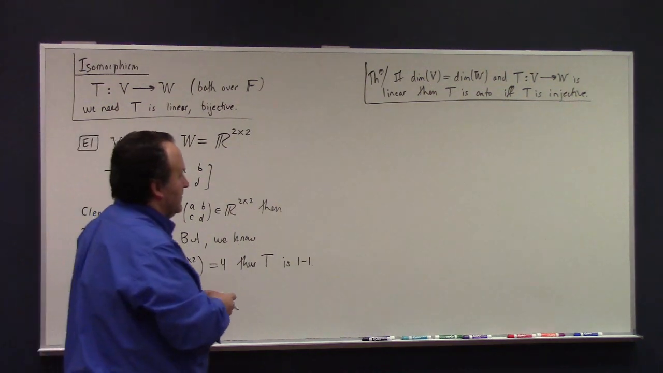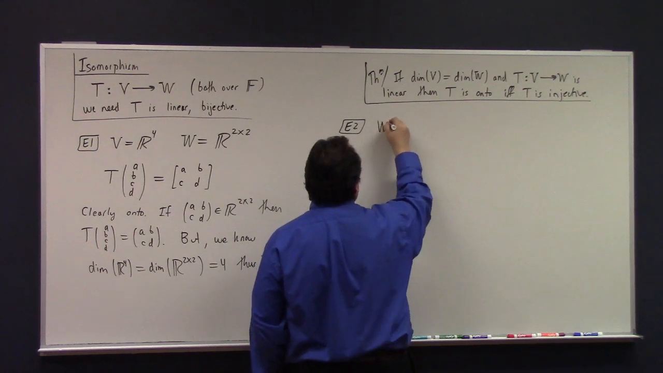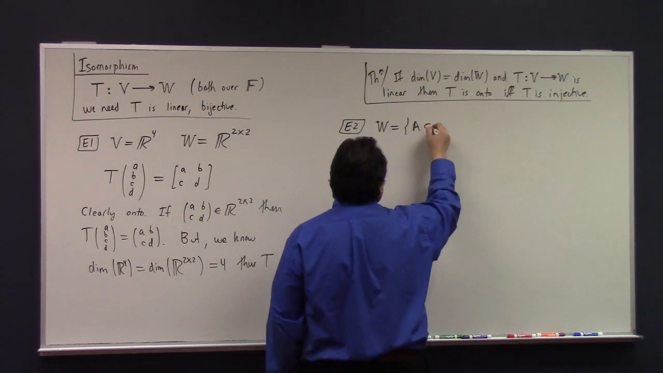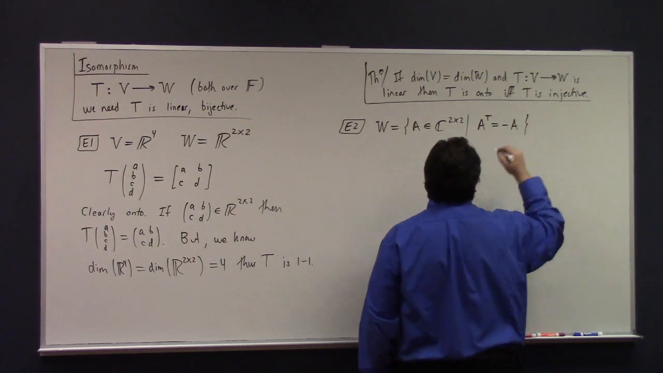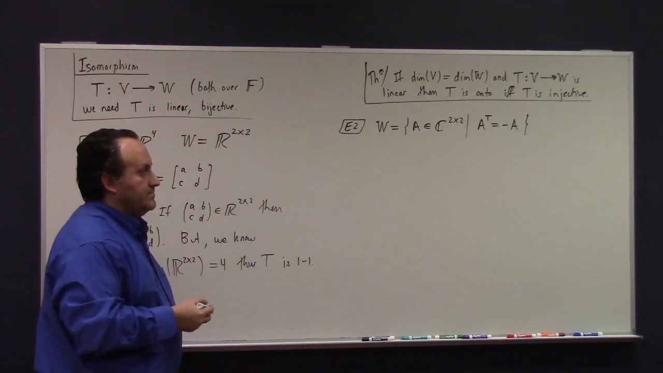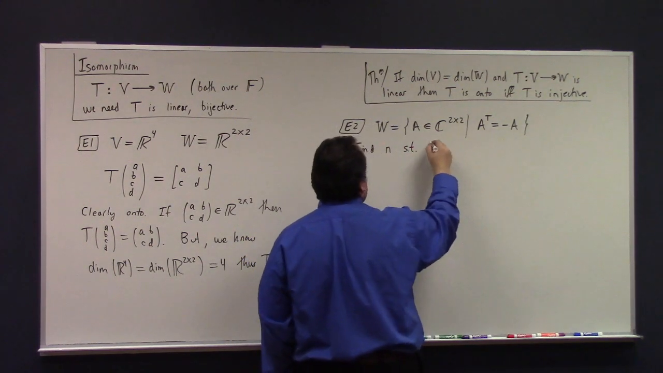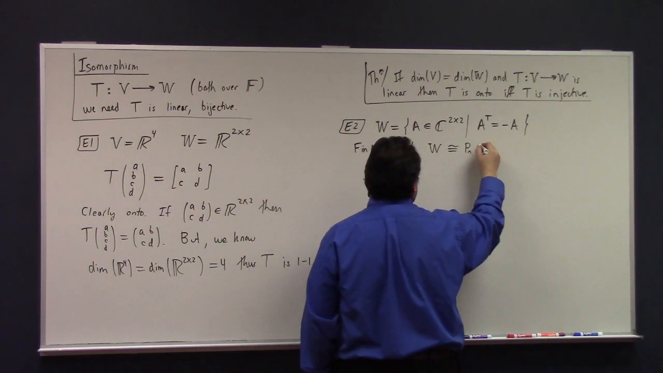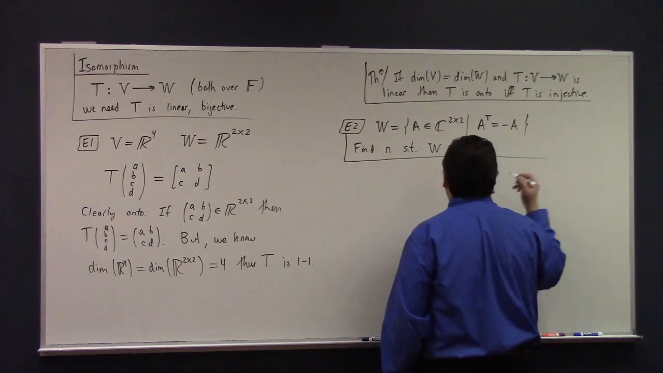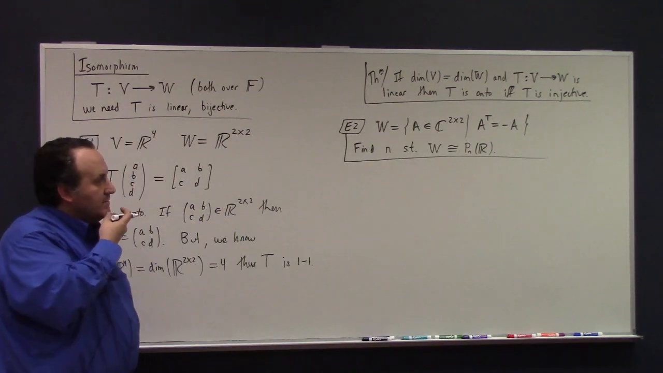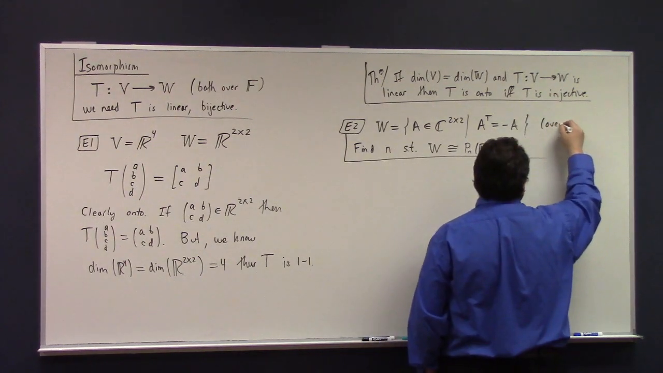Another example. What if we have W equals A in complex 2 by 2 space such that A transpose is equal to minus A. And then find n such that W is isomorphic to nth order degenerate polynomials over the reals. Here I'm viewing this as a real vector space. Obviously it's a set of complex matrices, but I'm going to keep it real.